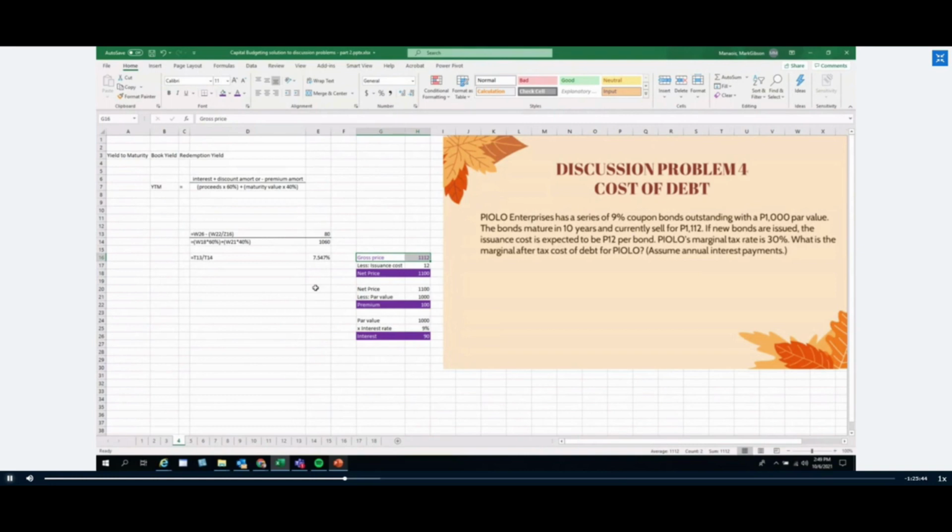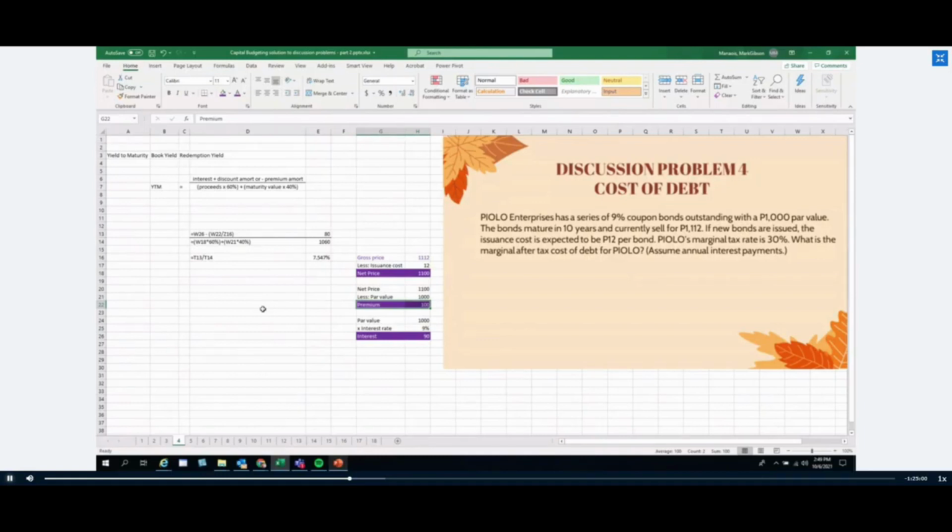So we have the gross price of 1,112 less the issuance cost. So magkano ba issuance cost? 12 pesos per bond. So basically, every time you issue a bond, meron issuance cost. It could be bank charges. So sabi, 12 pesos per bond. So now, the net price is 1,100. Of course, the net price compared with the par value, you can now get the premium. So again, itong premium na ito yung ina-amortize natin throughout the life of the bond. Okay.